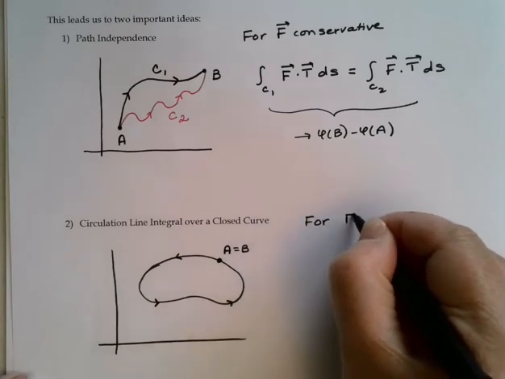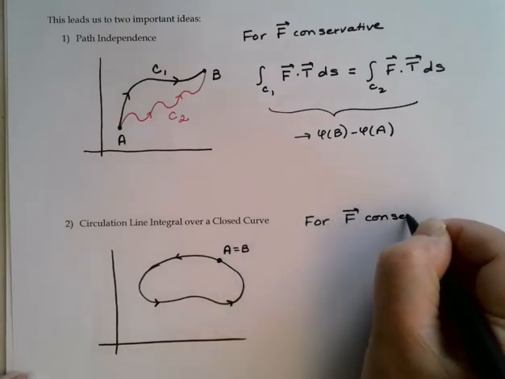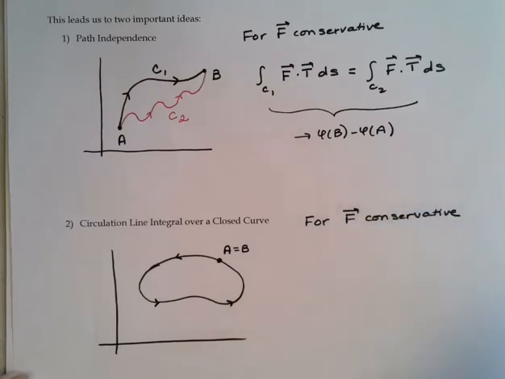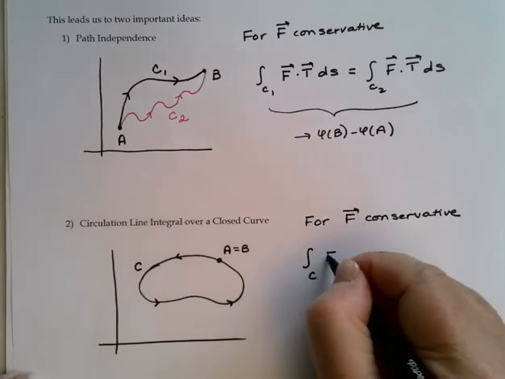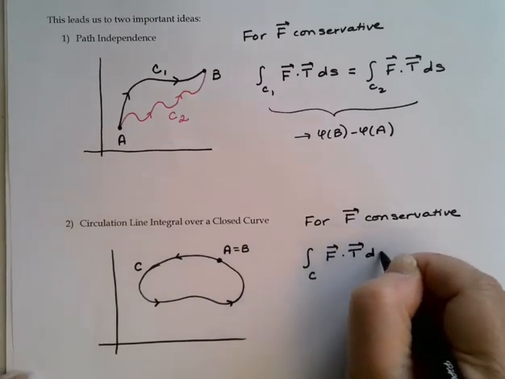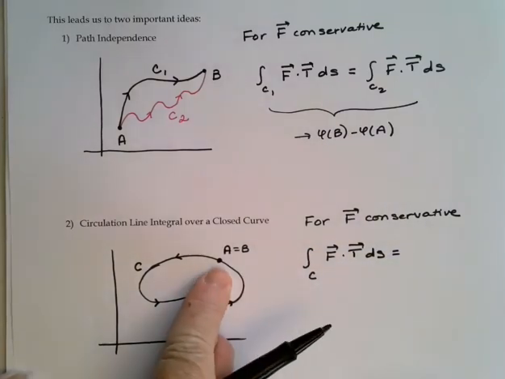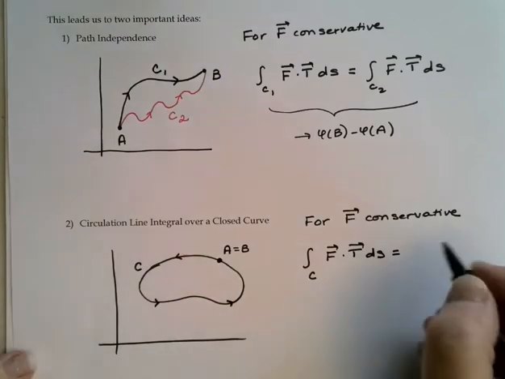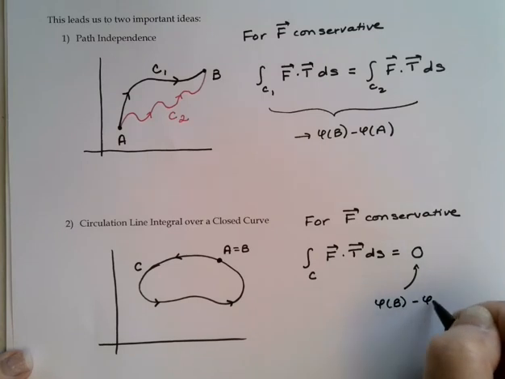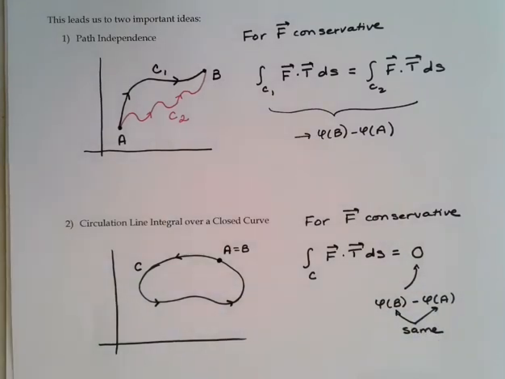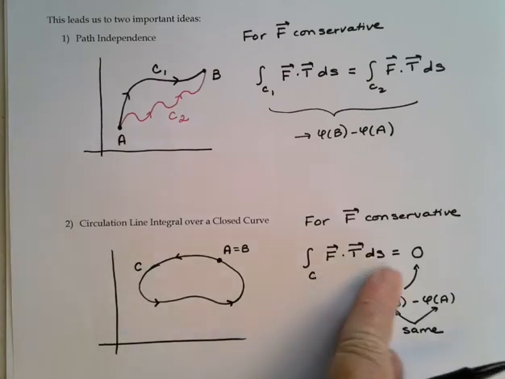What does that tell me? Well, again, assuming that F is conservative, the integral over this curve C of F dot T ds is going to be phi of B minus phi of A, but since B and A are the same thing, that's just going to give me 0. So, for a conservative vector field, the circulation integral over a closed curve will always be 0.